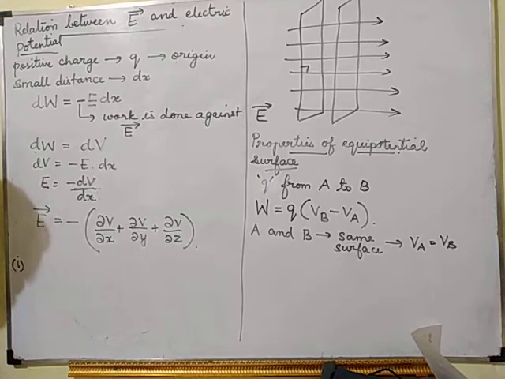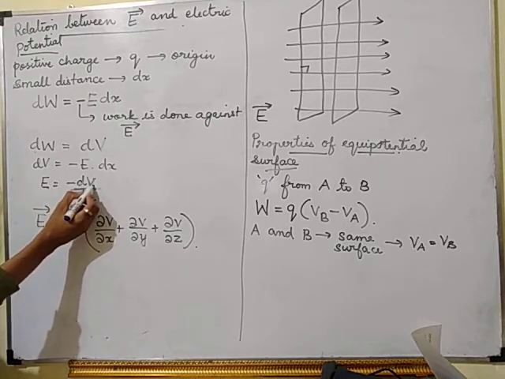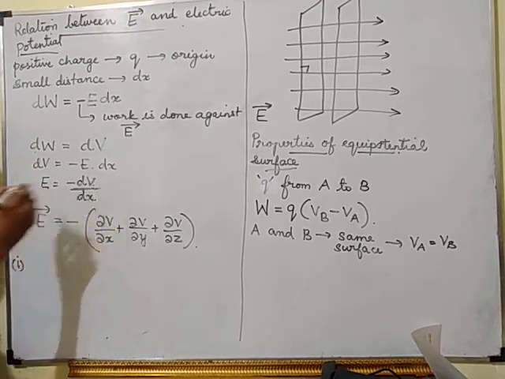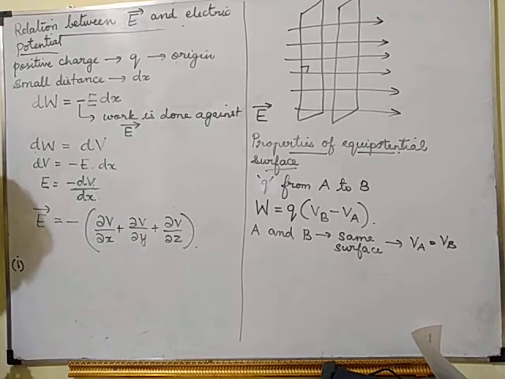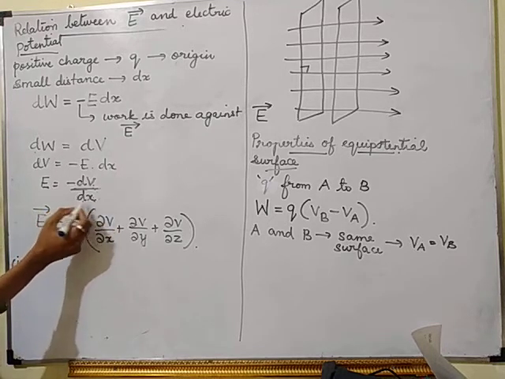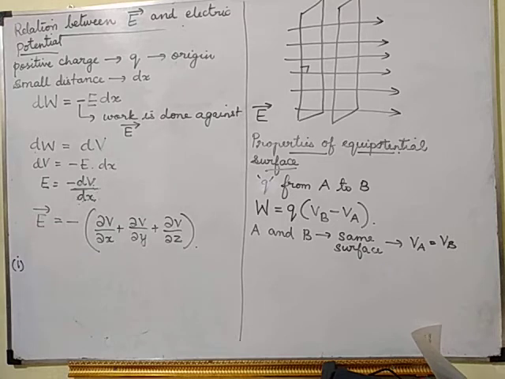The magnitude of the electric field is given by the change in the magnitude of potential per unit displacement. Per unit means divided by the displacement. Displacement means the change in the distance.